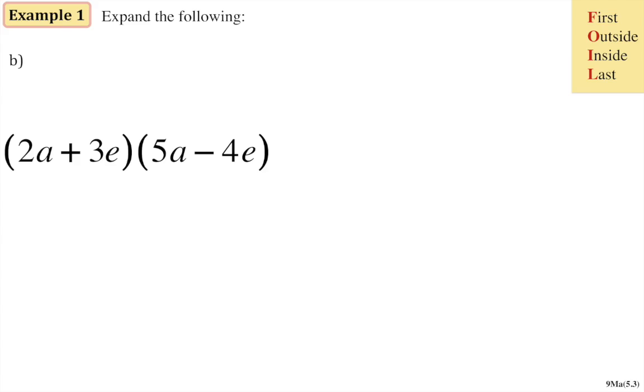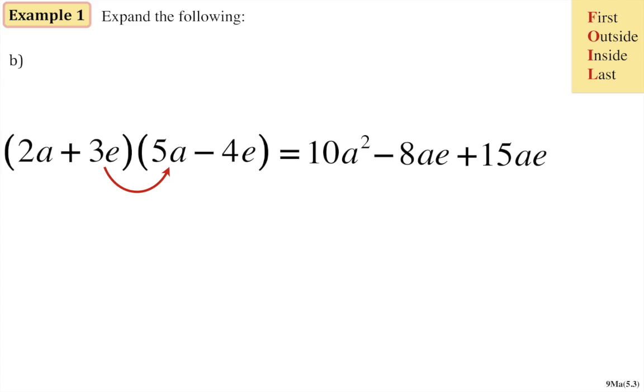Let's try part B. First terms, 2a times 5a, 2 5s are 10, a times a is a squared, so we get 10a squared. Outside terms, 2a times negative 4e, 2 times negative 4 is negative 8, so we get negative 8ae. Inside terms, a positive 3e times a positive 5a gives positive 15ea, or better, positive 15ae, because it doesn't matter what order we put the letters in, and you'll notice we've got like terms.